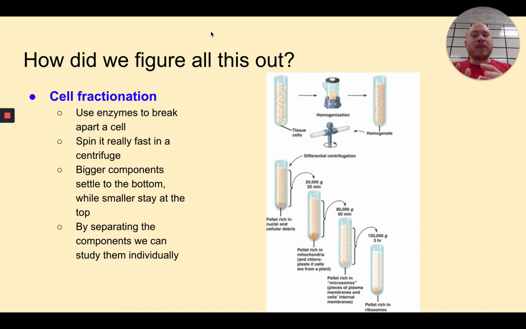And what happens is the bigger components tend to settle to the bottom, while the smaller pieces stay at the top. And so you get all of your big organelles, and they'll divide up into layers according to what they are. And then once they separate, we can use a pipette to pull out one layer at a time and put them into the microscope to study them. So if you wanted to study mitochondria, you could break a whole cell apart, fractionate it, figure out which layer is your mitochondria, pull just that layer out, and now you have a bunch of mitochondria to work with.